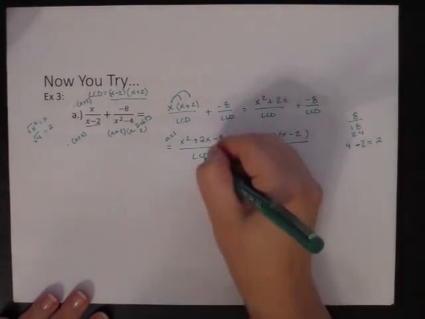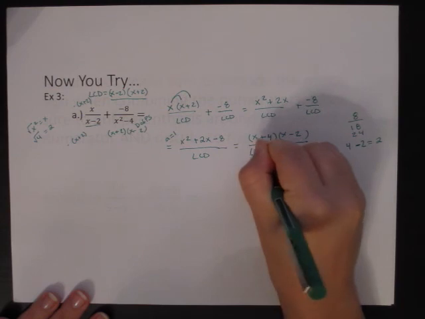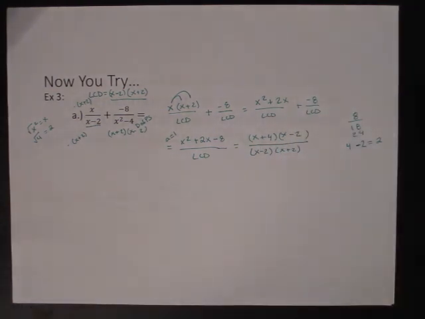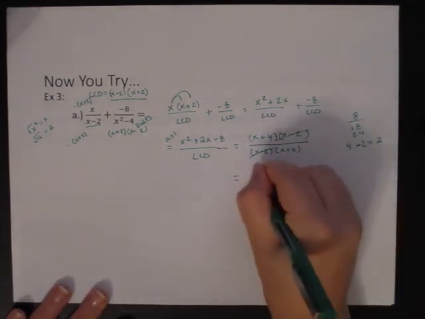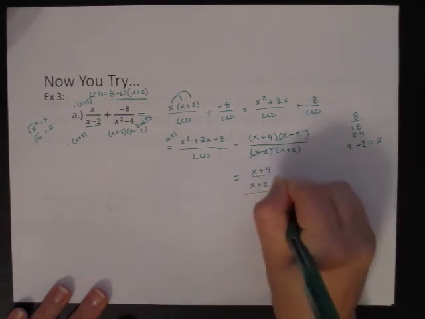So now, instead of writing LCD this time, I'm going to come up here, I'm going to write down what my LCD is. So I got x minus 2, x plus 2. Now I look to see if there's anything that I can cancel out so I can reduce this rational expression. The x minus 2's cancel out. I'm left with x plus 4 over x plus 2.